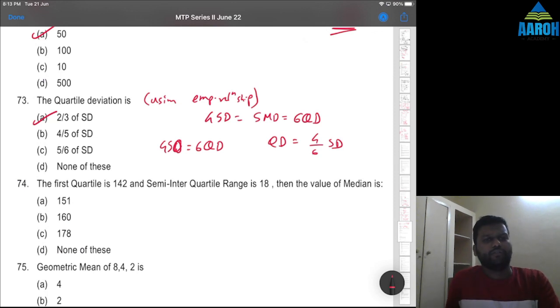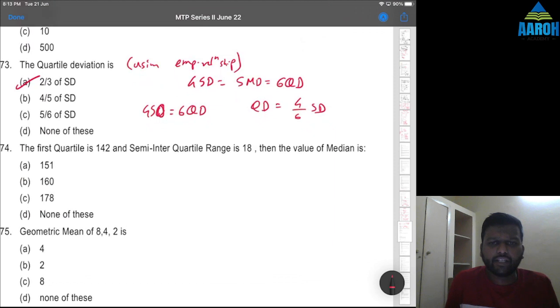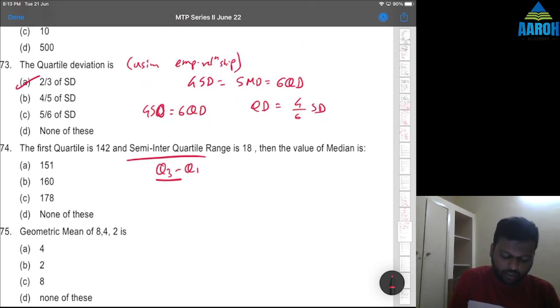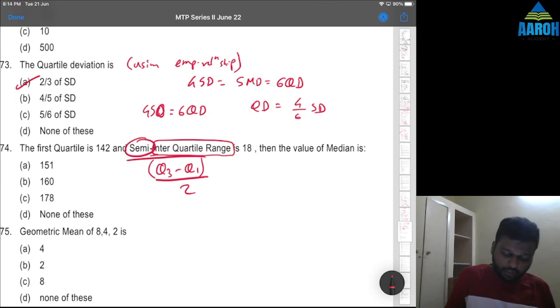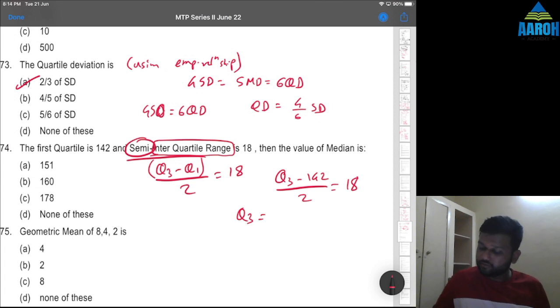74. The first quartile is 142 and semi-interquartile range is 18. Semi-interquartile range is nothing but quartile deviation, Q3 minus Q1 upon 2. Range is highest value minus lowest value, so interquartile range is Q3 minus Q1. Semi means half, so Q3 minus Q1 by 2. This is given as 18. They are saying first quartile is 142, so Q3 minus 142 upon 2 is equal to 18. So Q3 will be 18 into 2 plus 142, which is 178.